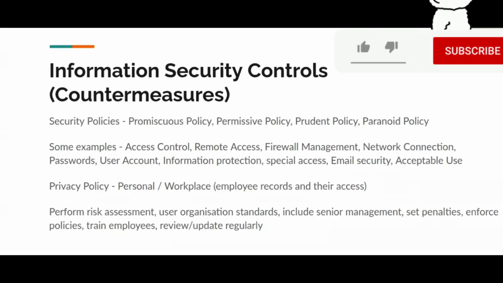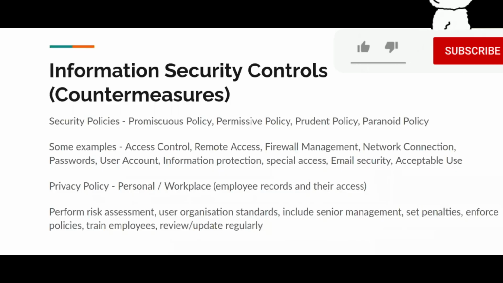Some examples of these kinds of policies you would find when people want to give access control, or give some kind of remote access to a device, or while managing their firewalls, or creating passwords or user accounts. Whenever these activities are done, they are done as per the policies that are defined. And these security policies actually help a company or organization to improve their security posture.